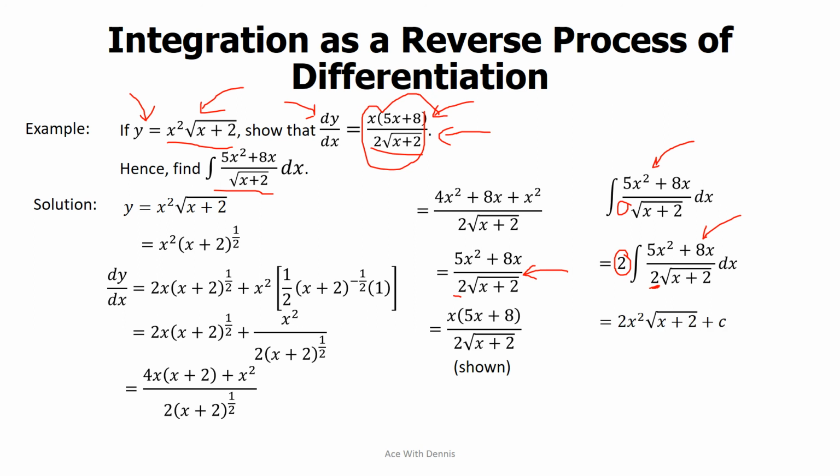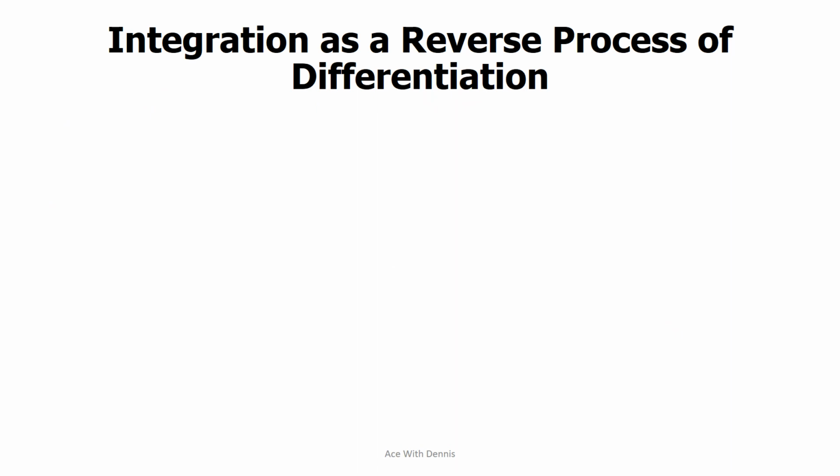We can just say that it is equal to 2 times x squared square root of 2x plus 2 plus c, which is the equation of the y. Now, you can try this example yourself.